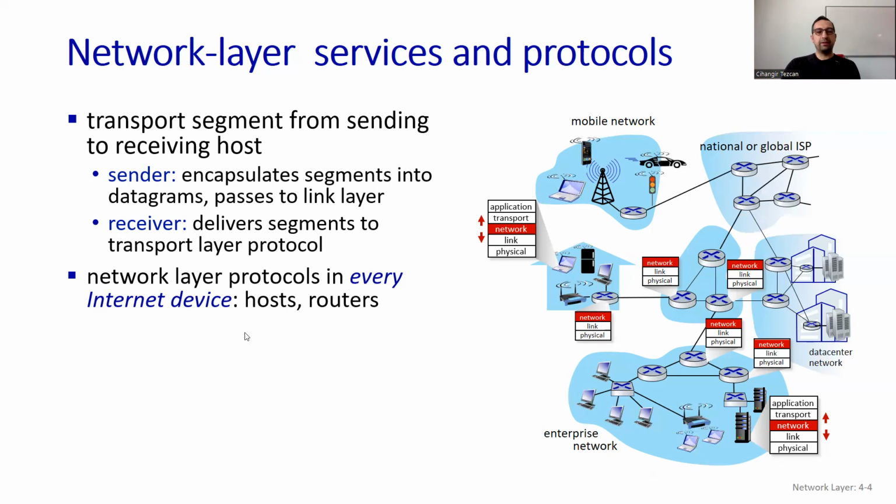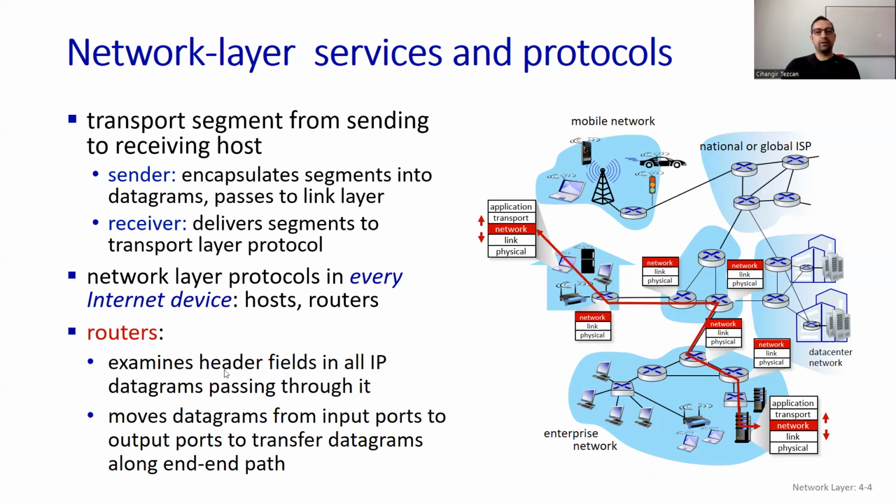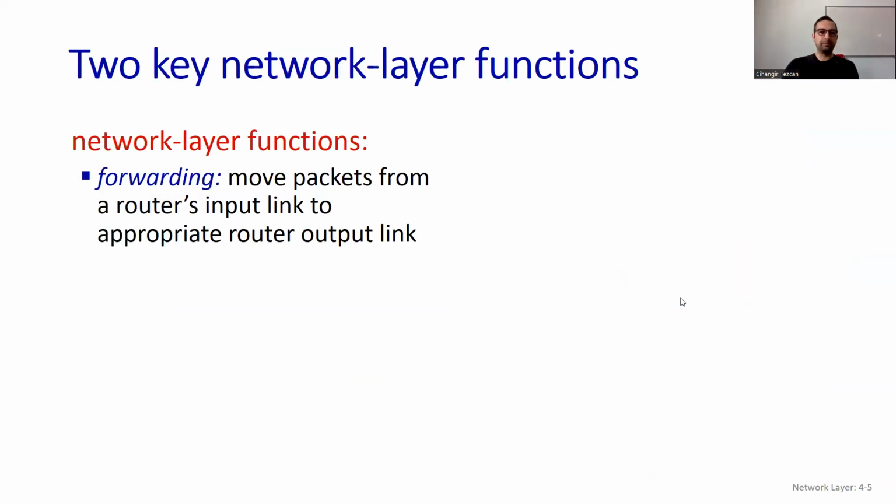Network layer protocols are in every internet device, hosts and routers. Routers examine header fields in all IP datagrams passing through them, and move datagrams from input ports to output ports to transfer datagrams along end-to-end paths. The router knows which router to send to, right? Because they somehow know the topology, and this is stored in their tables. Depending on the IP, they know which output port to use. This is the thing we are going to talk about.